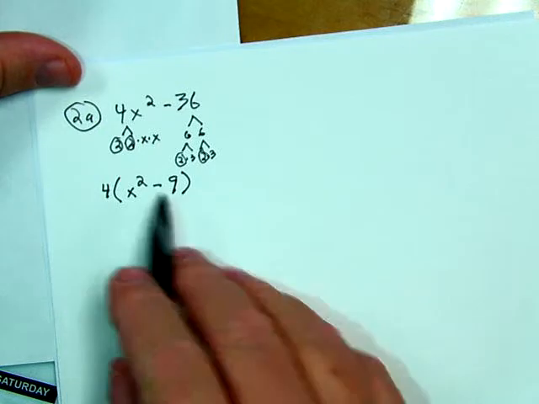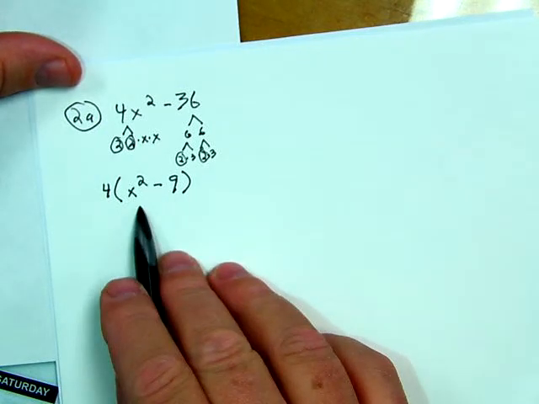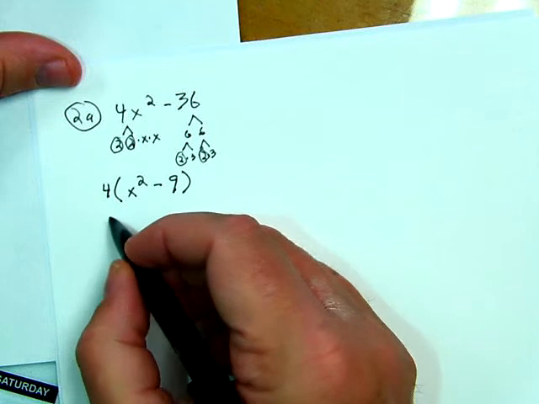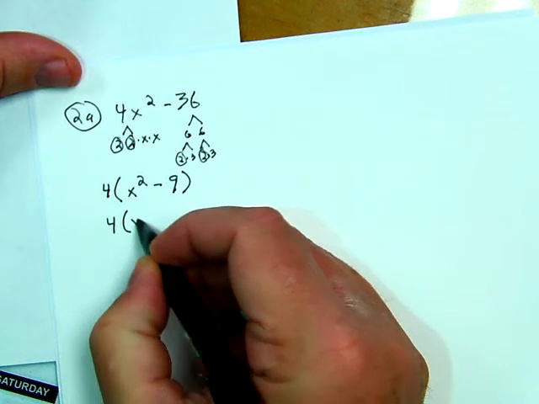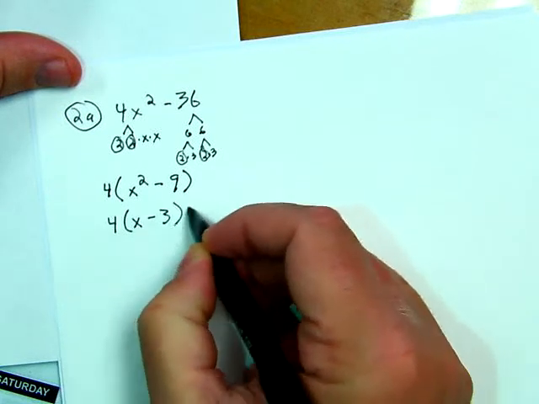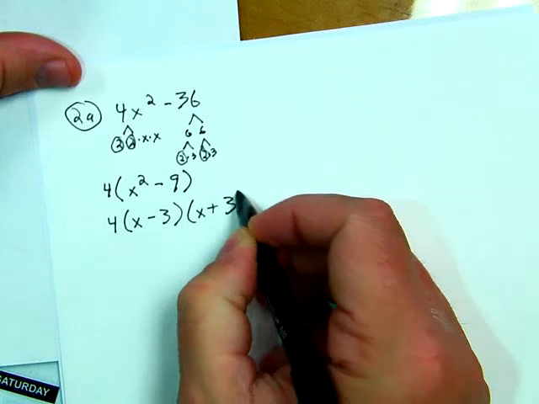And now I look at it and I see I have the difference of squares. So I immediately can go from that to x minus 3 times x plus 3.